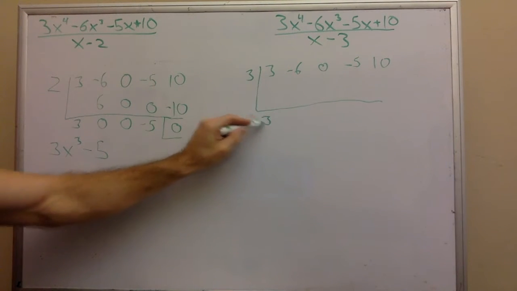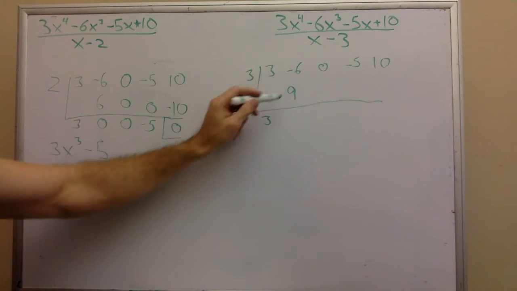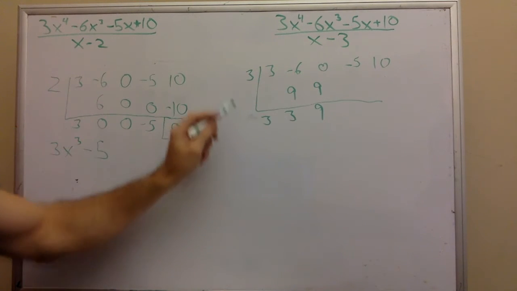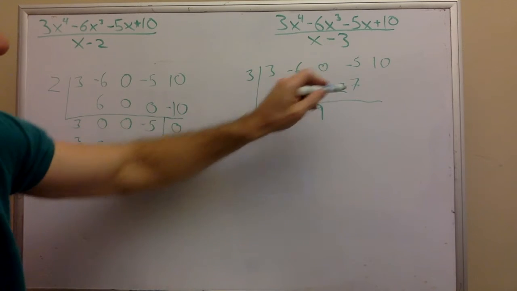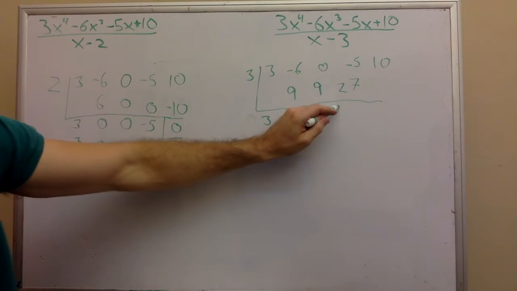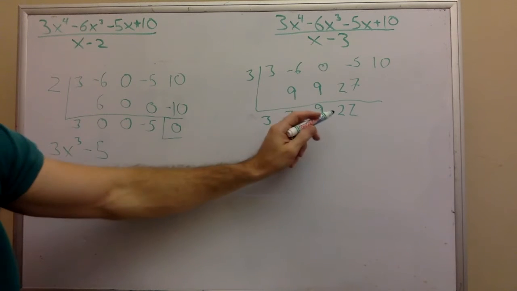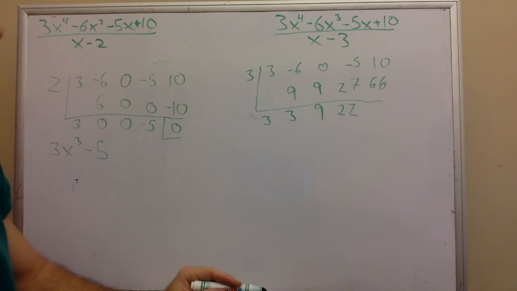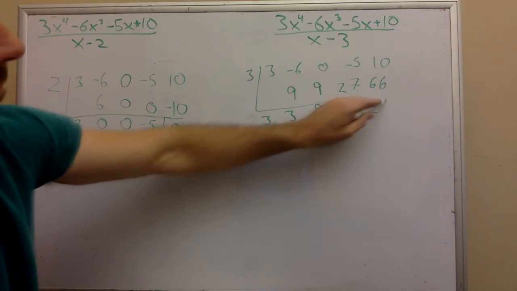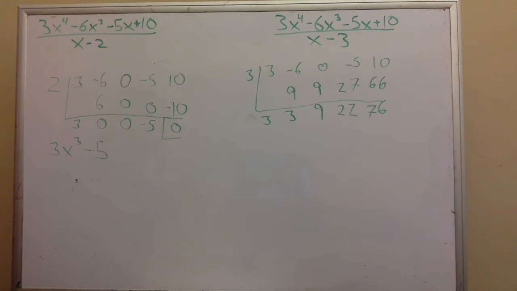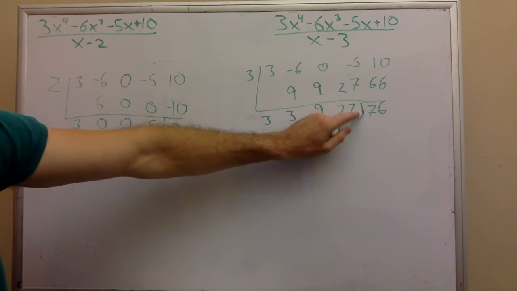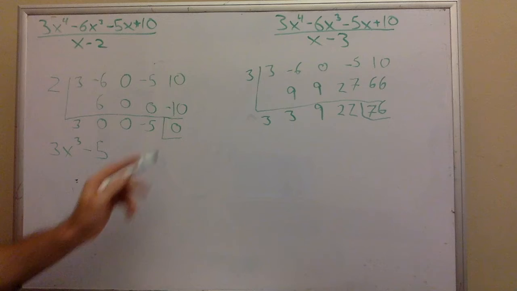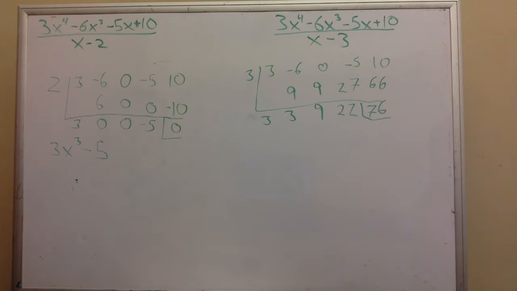Okay, same thing. Drop 3, multiply, add, multiply, add, multiply, add, multiply, and add. Remember that our last term is our remainder. Now notice this is the first one that we've done that we don't have a remainder 0. So let's talk about how to write that out.